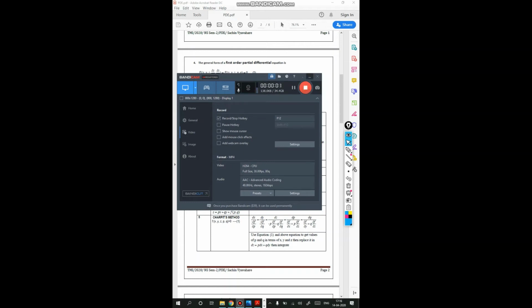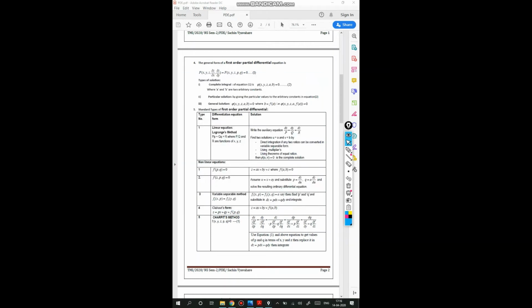Okay. Hi everyone. So today we are going to see one of the important articles from partial differential equations. Actually, it is one of the difficult articles from PDE, because there are only two difficult articles in PDE that we have.